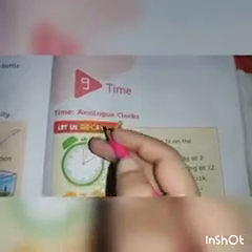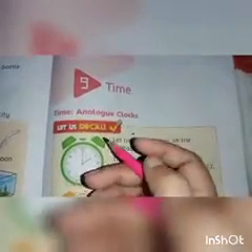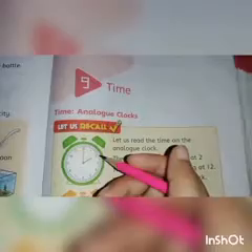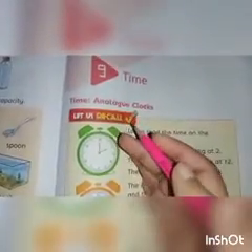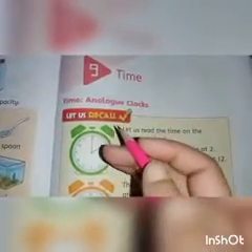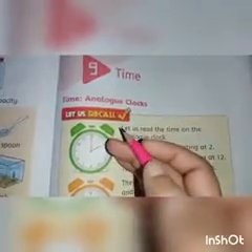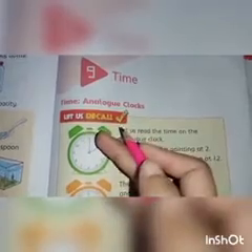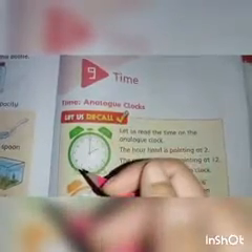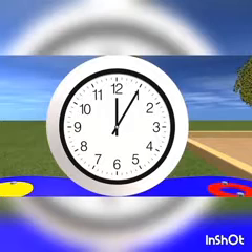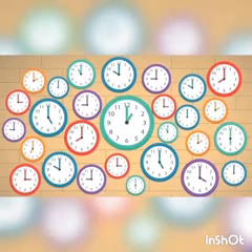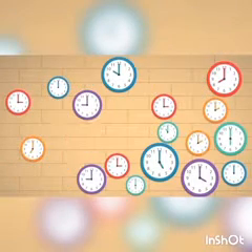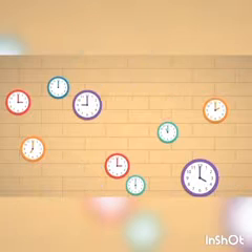Time, analog clocks. Students, do you know what is an analog clock? A clock in which the hours, minutes, and sometimes seconds are indicated by hands on a dial. The first clock you see is an analog clock. To tell time on this clock is very easy. Students, are you ready to learn to tell time?